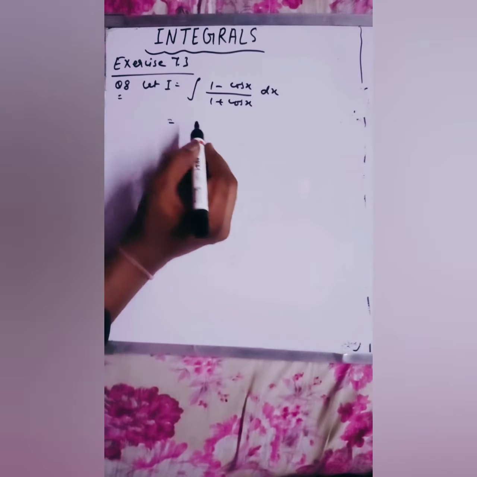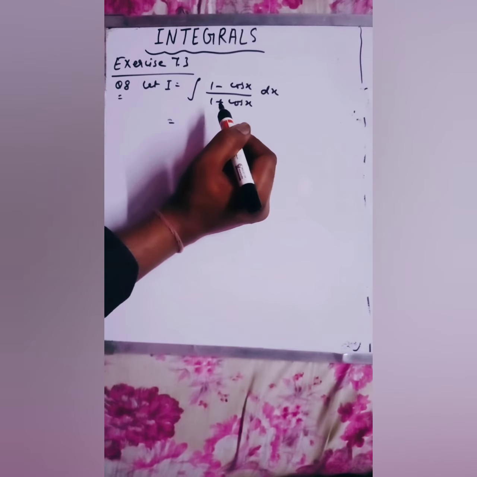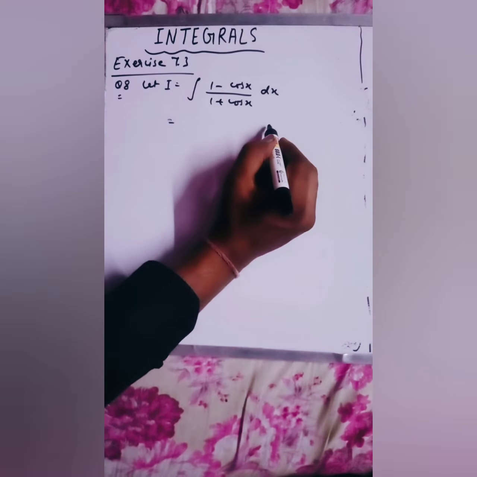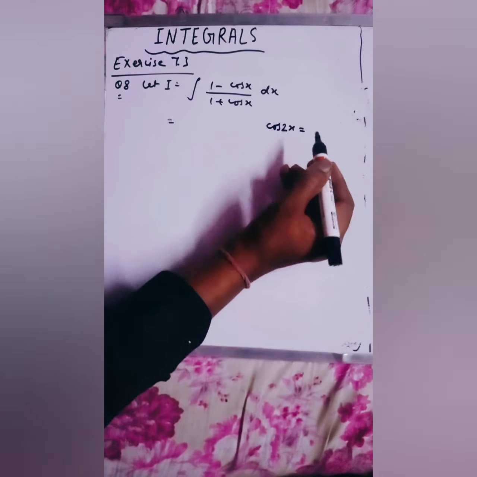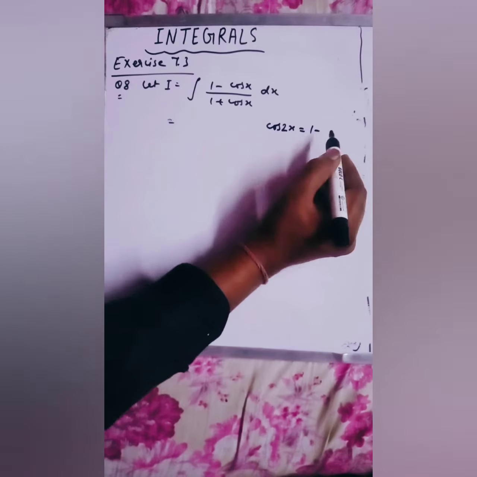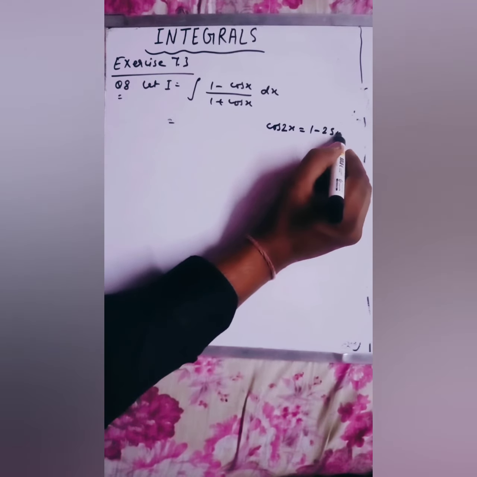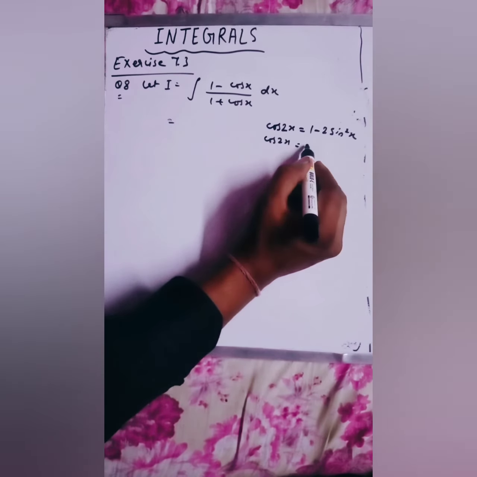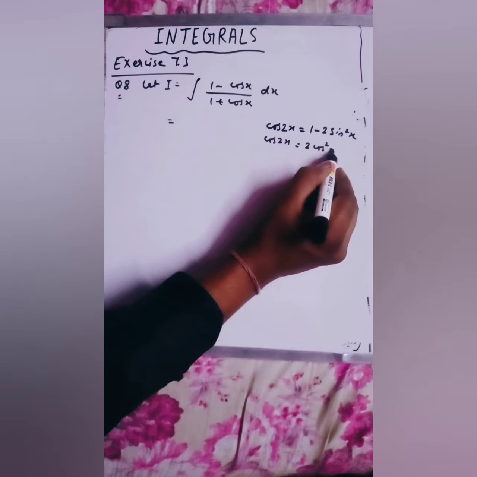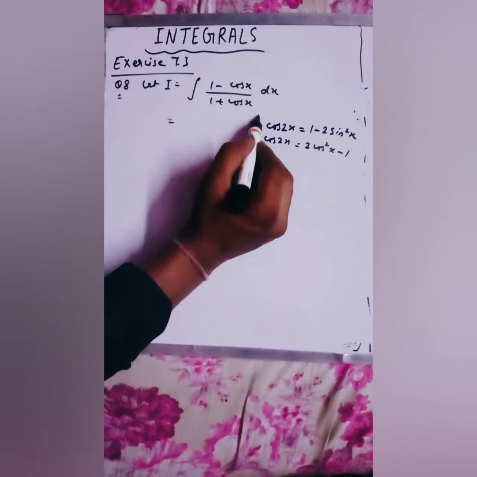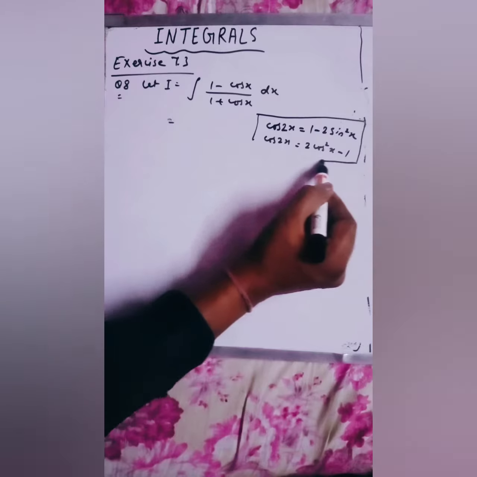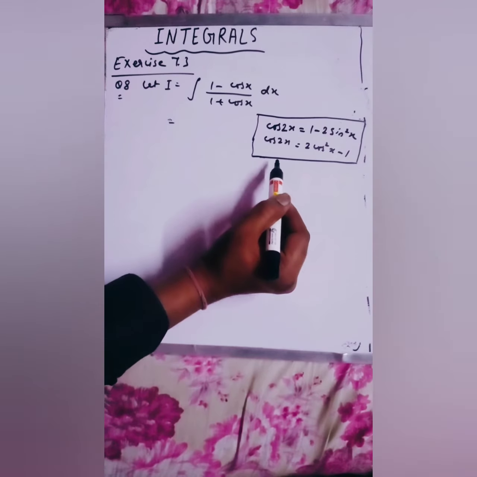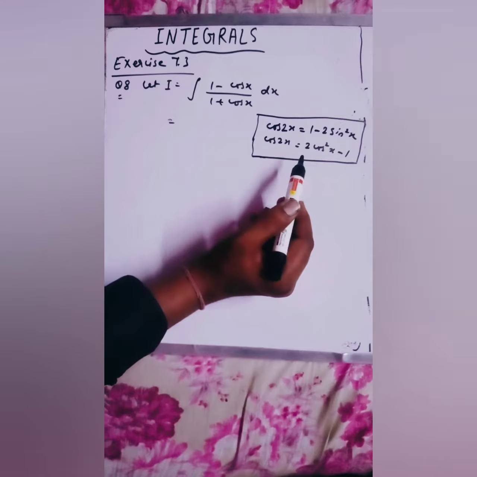Now, what we can do in this question, as you know that cos 2x is equal to 1 minus 2 sin square x, and cos 2x is equal to 2 cos square x minus 1. These two formulas you have done in your 11th standard. If not, please learn both of them.